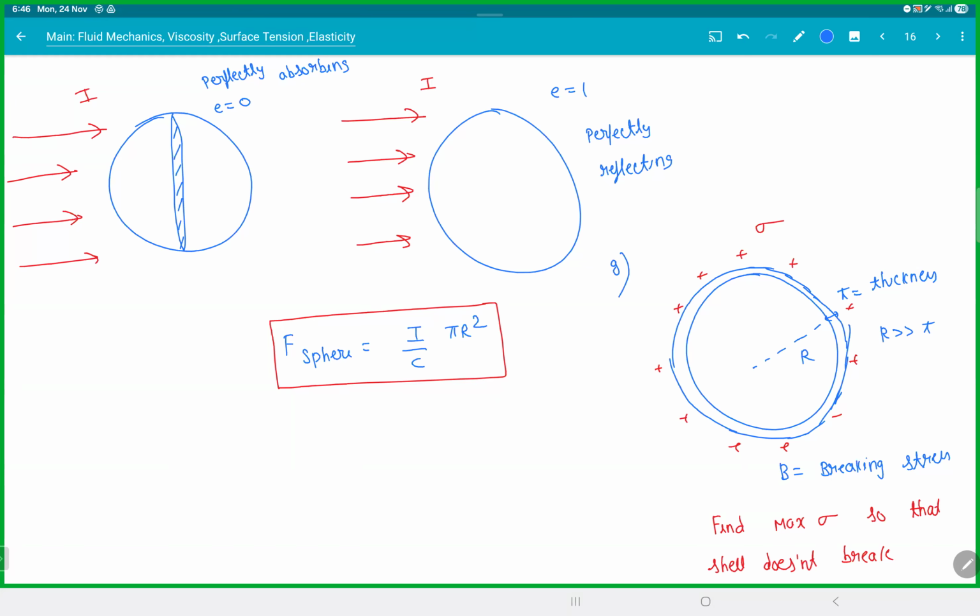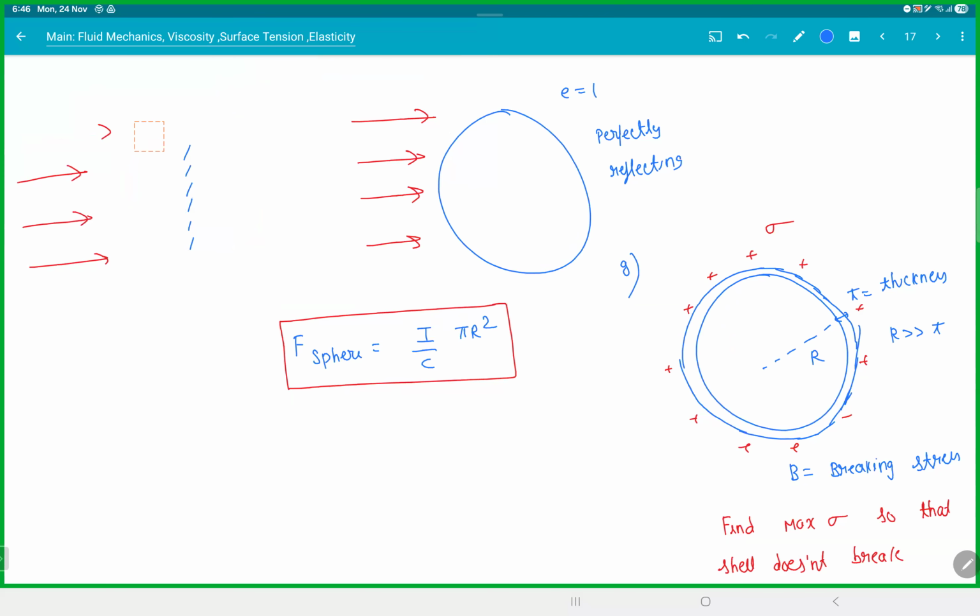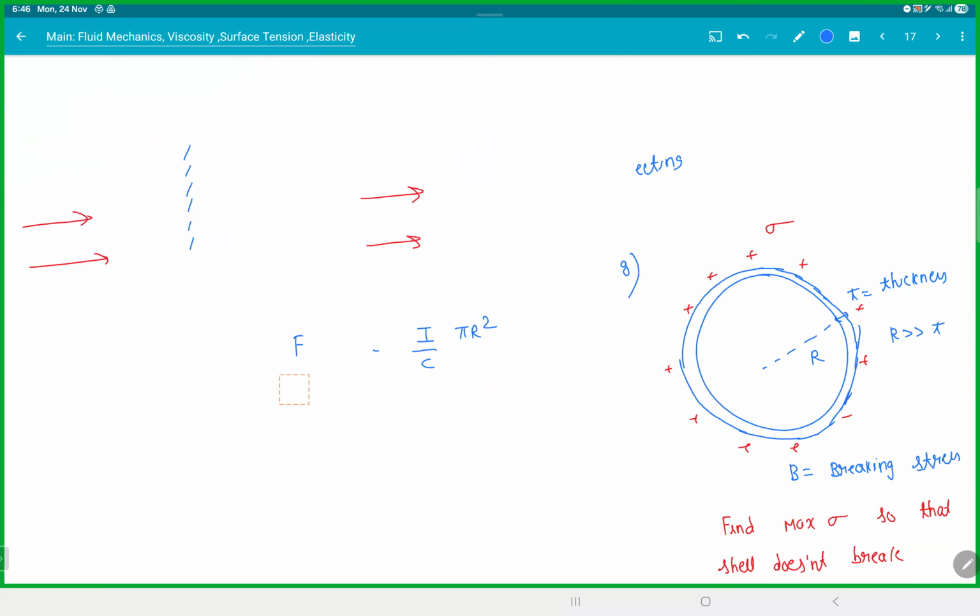How to do this? Let's see. So take a half shell.